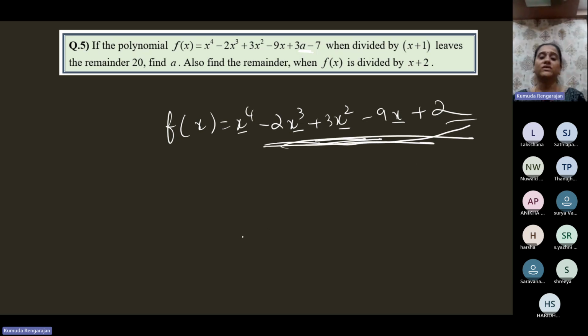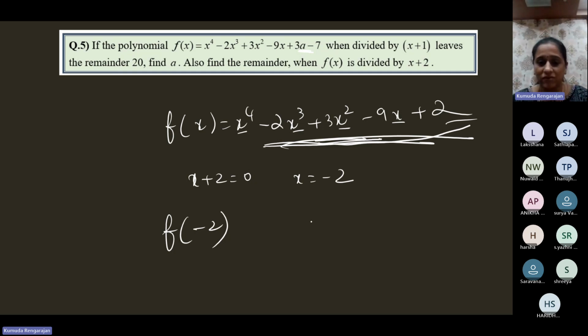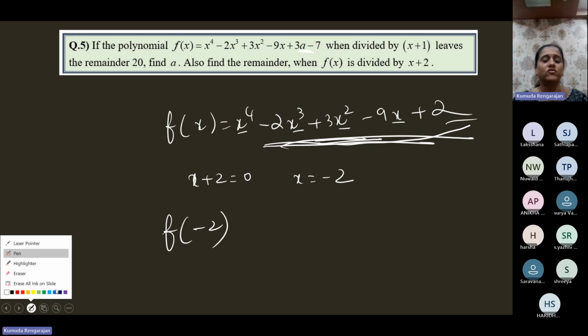Now you should find the remainder when f of x is divided by x plus 2. So x plus 2 is equal to 0. X is equal to minus 2. And to find the remainder, you just have to find f of minus 2. That's all. When you find f of minus 2, you will get the remainder. Now you don't know the remainder. When you find this value, you will get the remainder. You should work f of minus 2.